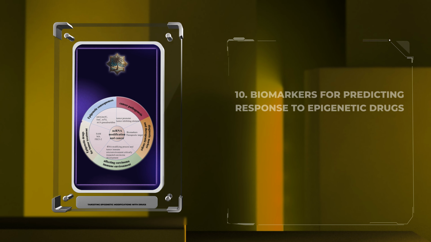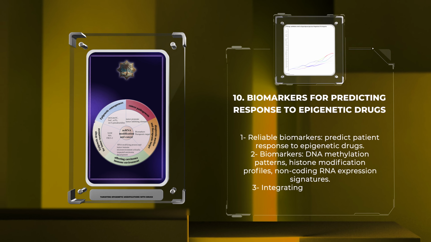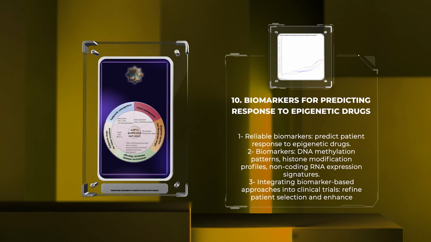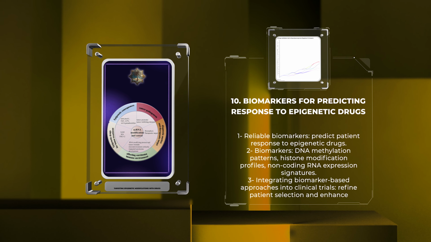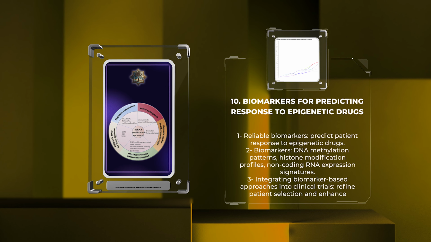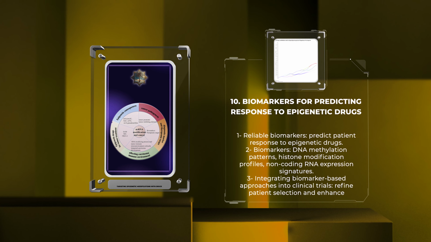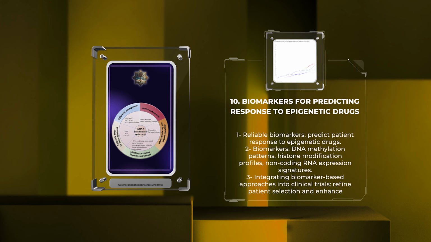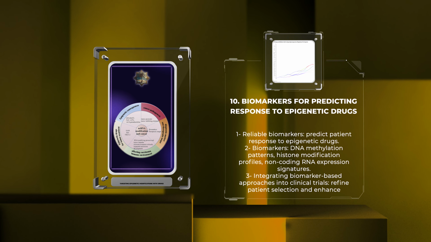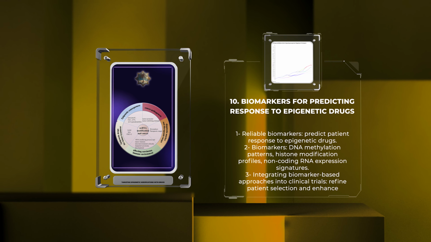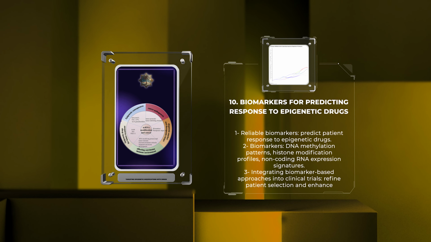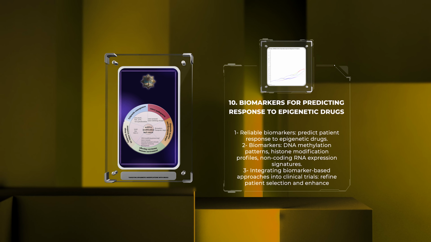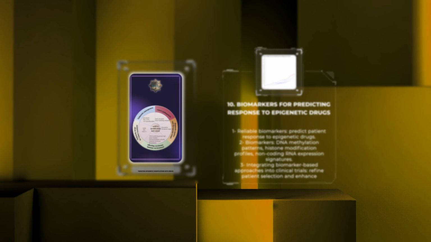Identifying reliable biomarkers that can predict patient response to epigenetic drugs is crucial for personalized medicine. Consequently, considerable research effort is directed toward the discovery and validation of biomarkers that can assess treatment efficacy and guide therapeutic decisions. Biomarkers may include DNA methylation patterns, histone modification profiles, or specific non-coding RNA expression signatures. Integrating biomarker-based approaches into clinical trials can refine patient selection criteria and enhance treatment outcomes.